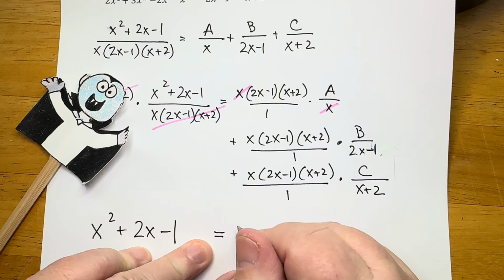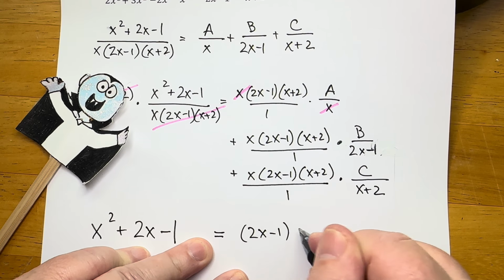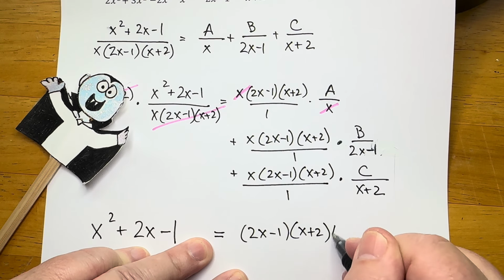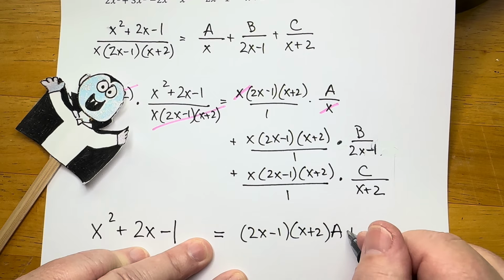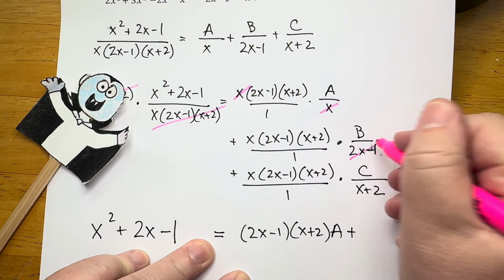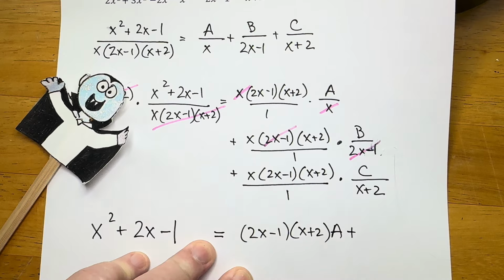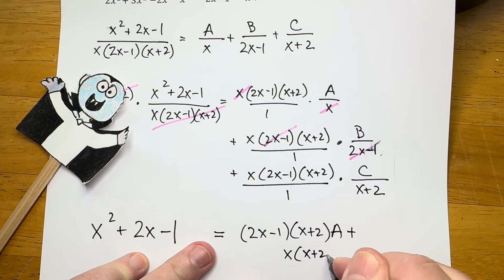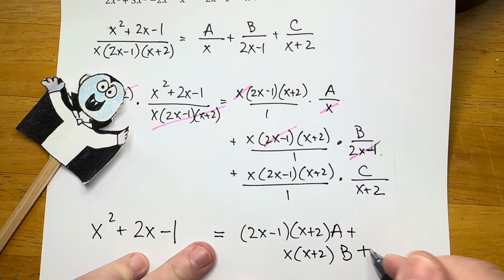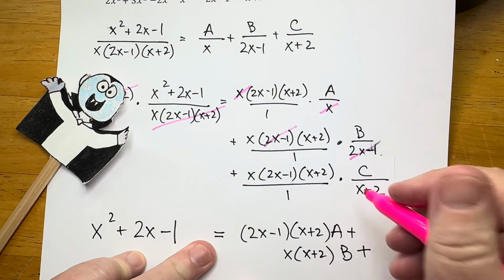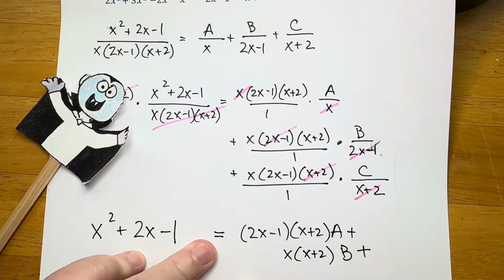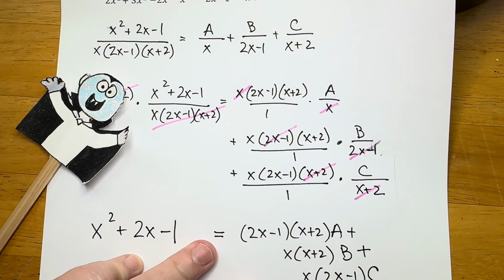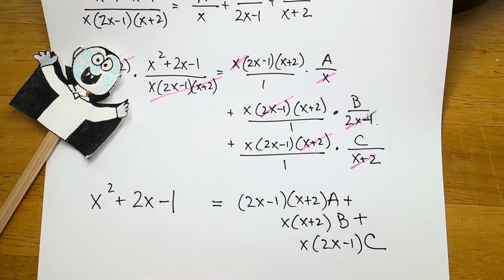So here I've got 2x minus 1 times the quantity x plus 2 times a, plus, and then in b, the 2x minus 1 cancels. So we've got x times quantity x plus 2b plus, and in the third one, the x plus 2's cancel. So we've got x times 2x minus 1c. Okay, do you see that?